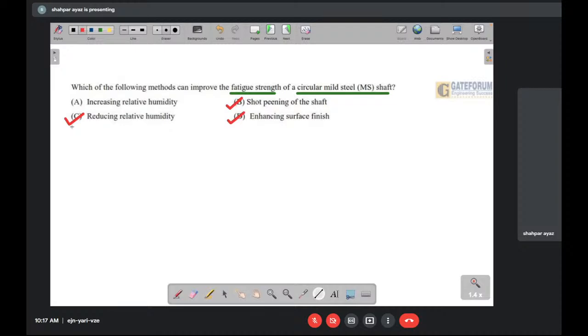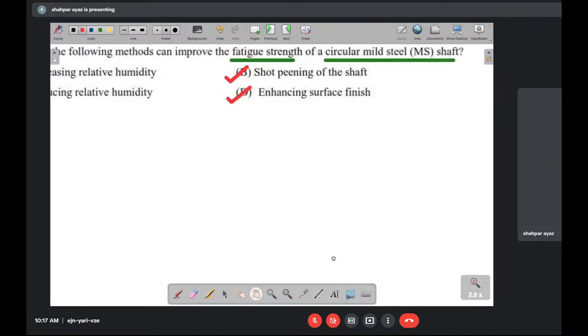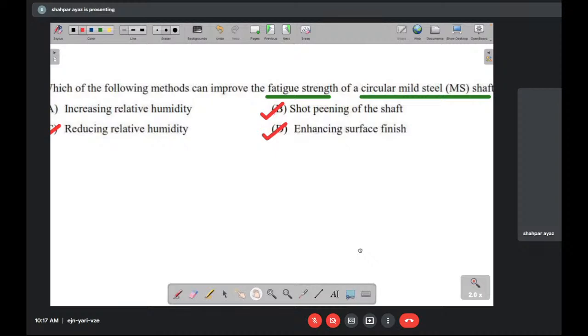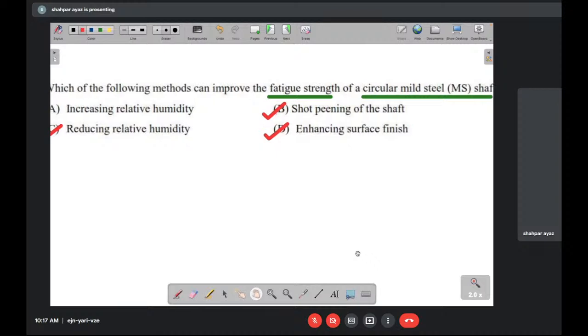Now the logic which I actually want to develop. See, which of the following can actually improve the fatigue strength? Now you have a big screen.